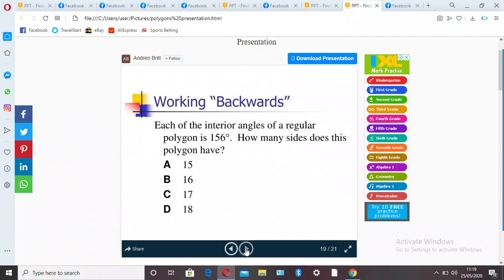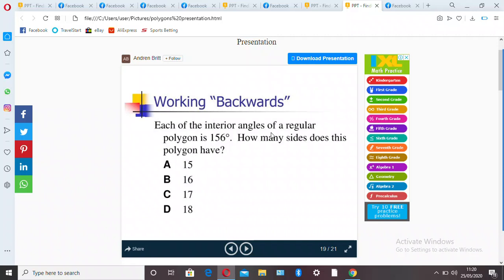Okay, so let's take another example so that we'll be able to wrap up for today. Another example: each of the interior angles of a regular polygon is 156 degrees. How many sides does the polygon have? Is it 15, 16, 17, or 18 sides?